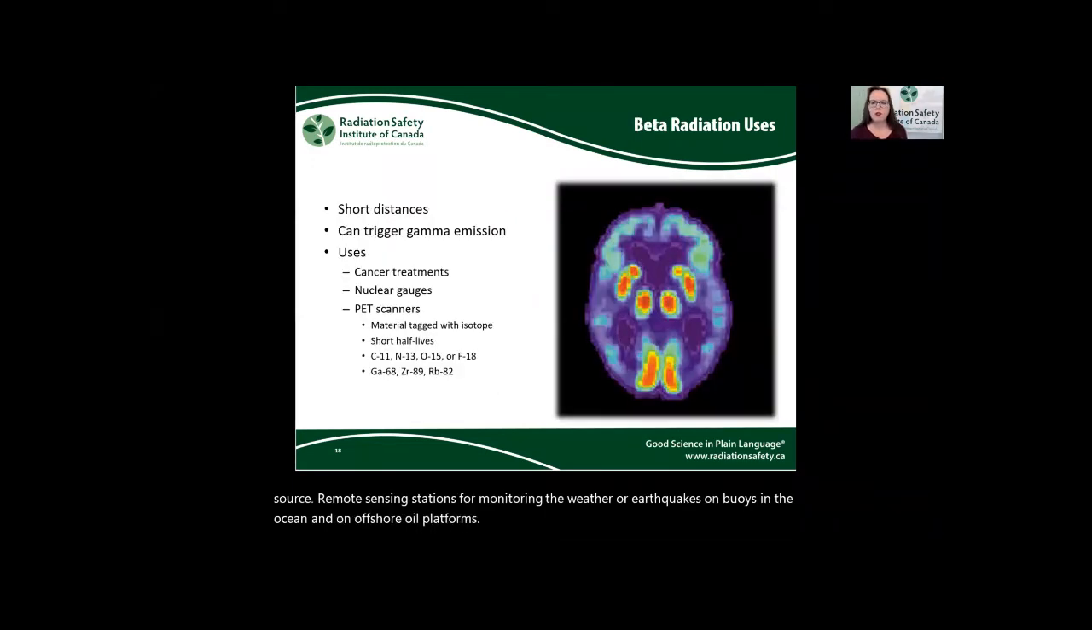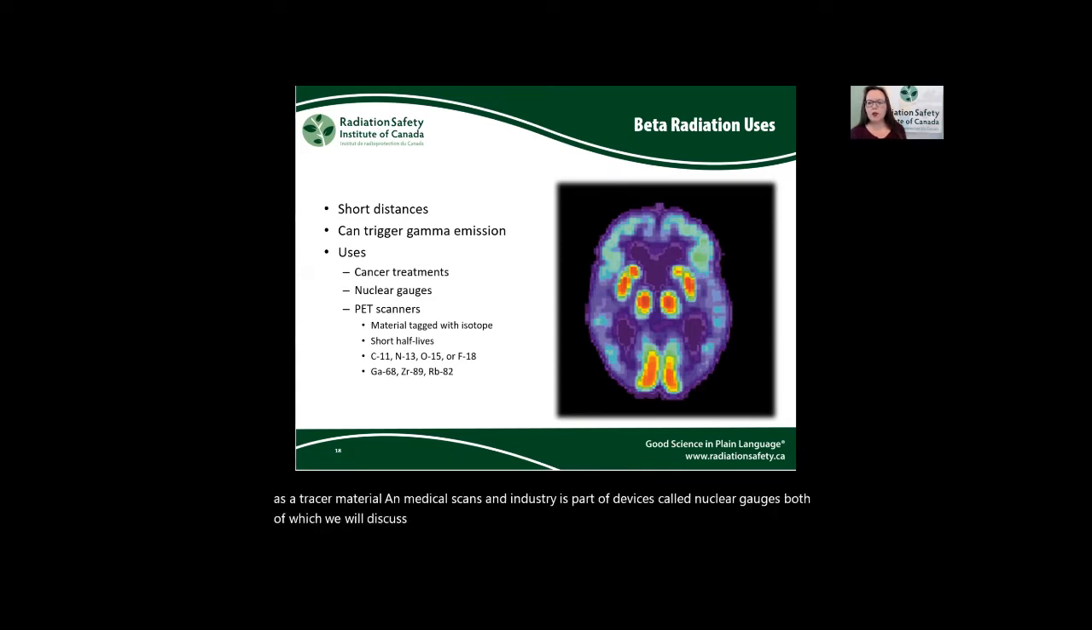Beta radiation is used when there is a need to penetrate a material for short distances or as a source to induce the emission of other forms of radiation. Beta radiation is used to treat cancer, as a tracer material in medical scans, and in industry as part of devices called nuclear gauges, both of which we will discuss later.